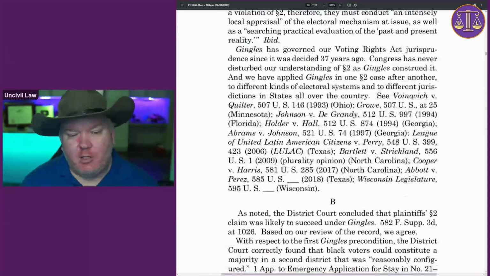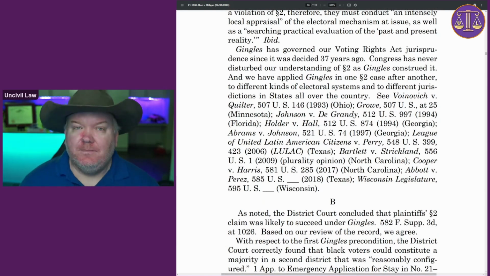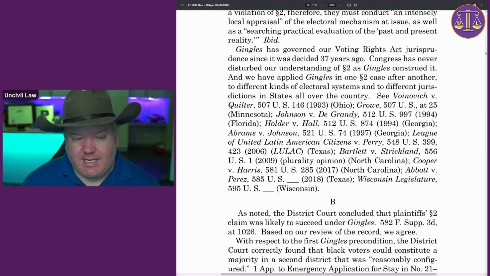This case has governed our jurisprudence since it was decided 37 years ago. Congress has never disturbed our understanding of it, and we have applied it in one case after another to different kinds of systems and different jurisdictions. So this is what we've been doing. Congress hasn't changed the law again to say we were wrong, so we're going to keep doing it. Fantastic.